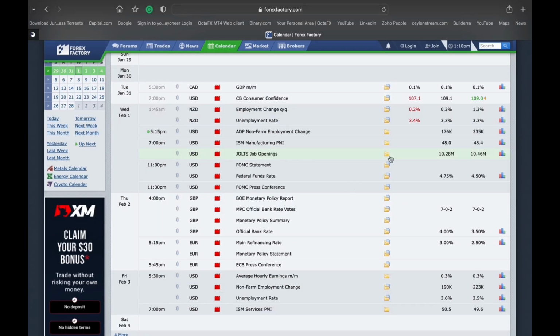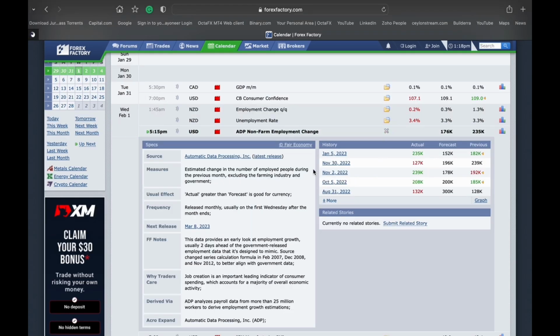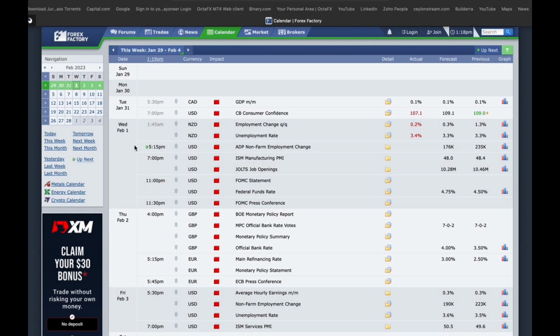If we click on this folder, we can see the historical data of the event and what the event is about. For example, today we have an event at 5:15 PM for the USD. If the result is positive, for example, we will see the impact on the chart. So I will go into the chart to show you how to use our Zylostar indicator to trade.